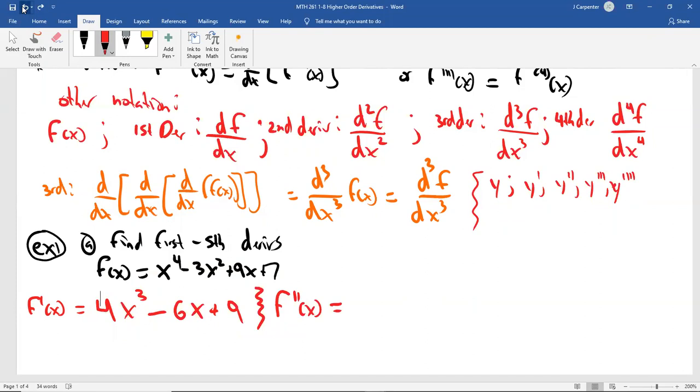So for the 4x cubed, we bring the 3 down. 3 times 4 is 12. Remember, coefficients get multiplied by the number brought down. Now we have our x, and we decrease its exponent by 1. So it goes from 3 to 2.